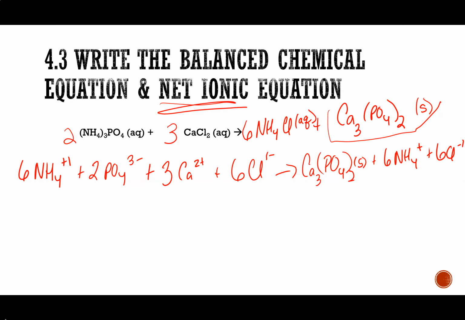All right, so now that I've broken it down, next thing I'm going to do is cross off what cancels on both sides. I see a chlorine and a chlorine. I see an ammonium and an ammonium. Everything else should stick around because, of course, calcium plus phosphate makes calcium phosphate.